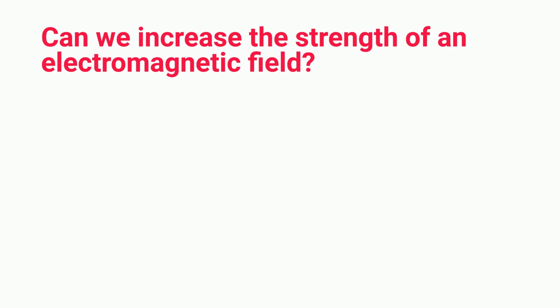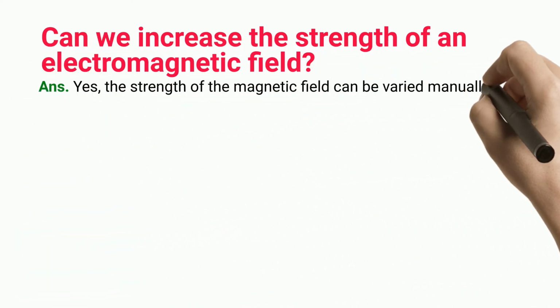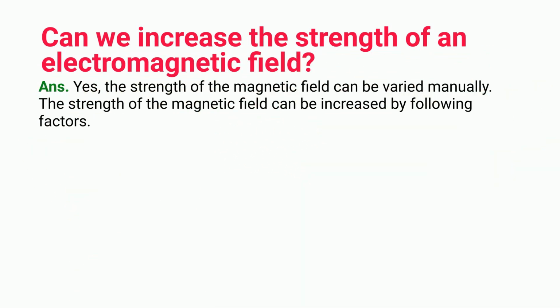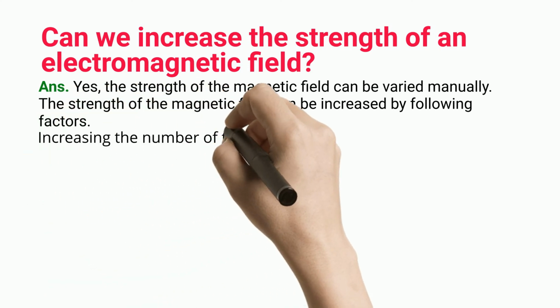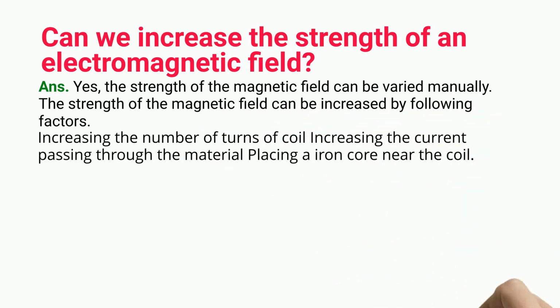Can we increase the strength of an electromagnetic field? Yes, the strength of the magnetic field can be varied manually. The strength of the magnetic field can be increased by the following factors: increasing the number of turns of the coil, increasing the current passing through the material, and placing an iron core near the coil.